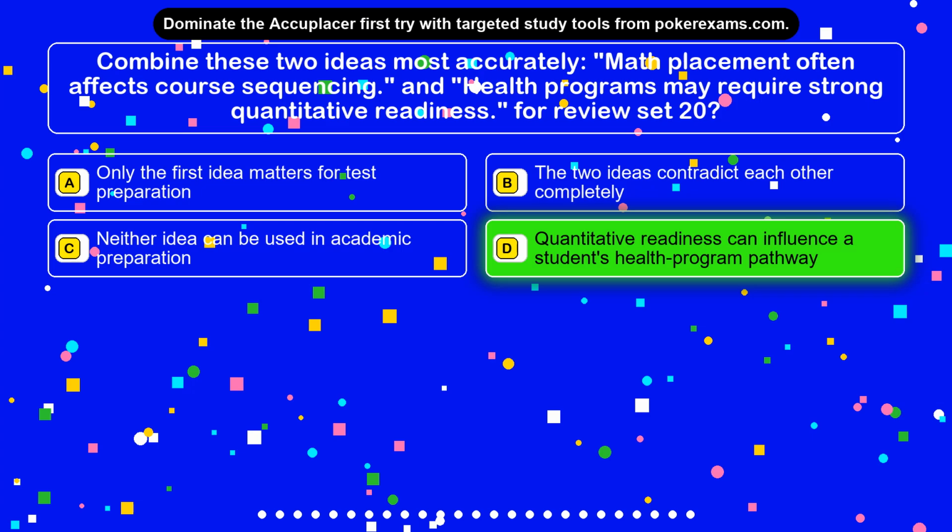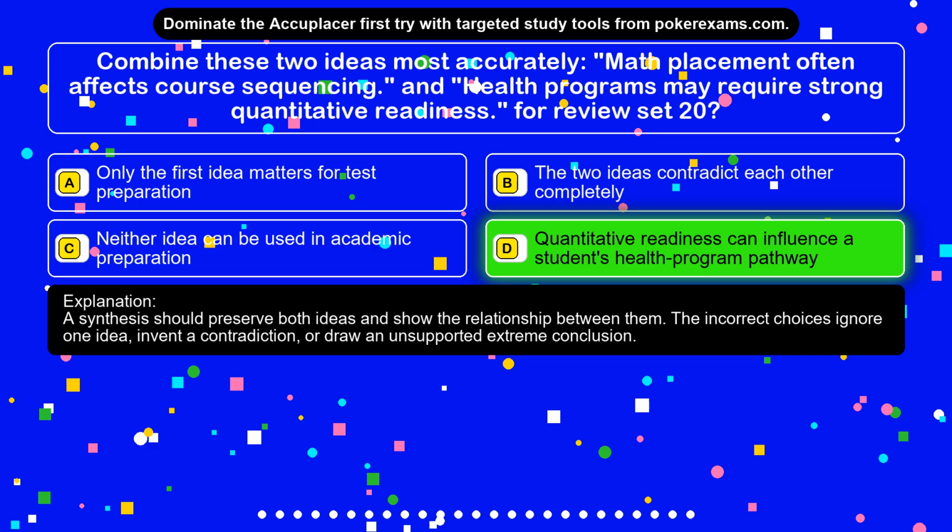The correct answer is option D. Quantitative readiness can influence a student's health program pathway. A synthesis should preserve both ideas and show the relationship between them. The incorrect choices ignore one idea, invent a contradiction, or draw an unsupported extreme conclusion.